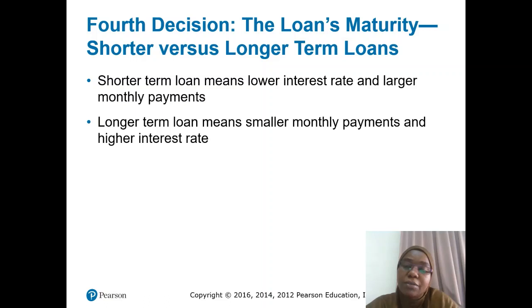The last decision, or the fourth one, is the loan's maturity. Do you want to go for a shorter one whereby you quickly pay and then you forget about it, or do you want to go for a longer term loan? It actually depends on so many factors, of course. So as the borrower, you would need to consider this as well. Shorter term loans mean that you'll be paying lower interest rates and larger monthly payments. It means that the instalment payment will be larger, but then you'll be paying lower interest rates, and even the duration will be shorter. The longer term loan means that smaller monthly payments will be made and your interest rates will be higher.